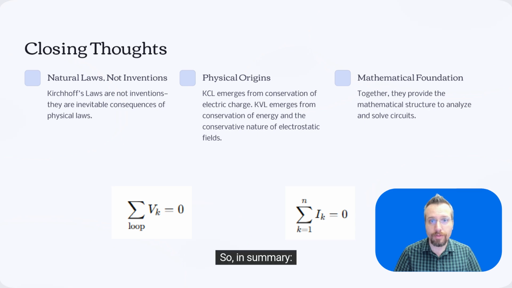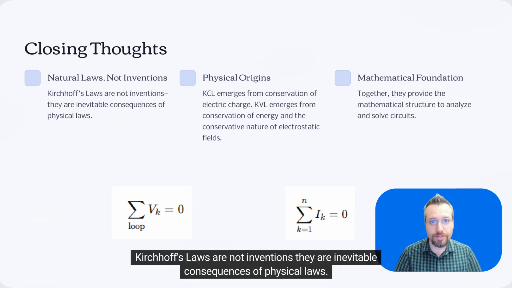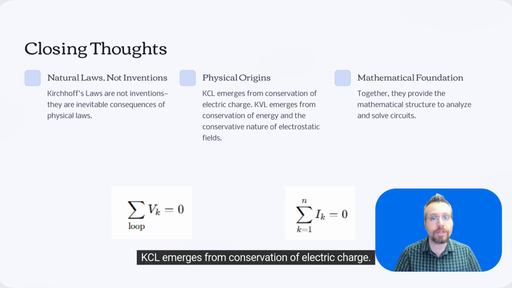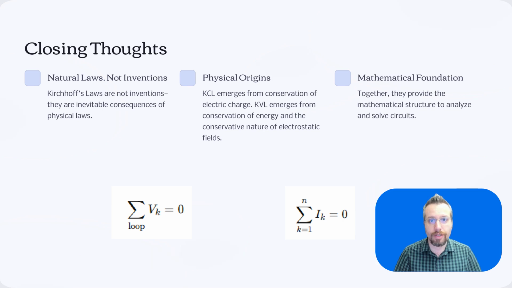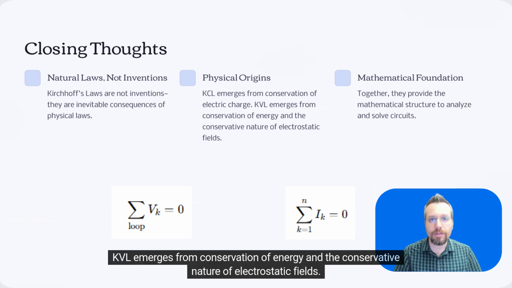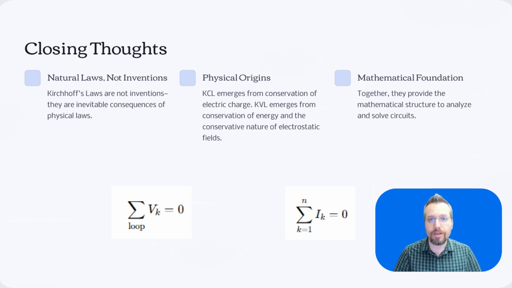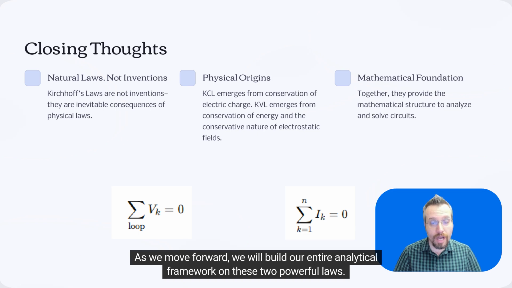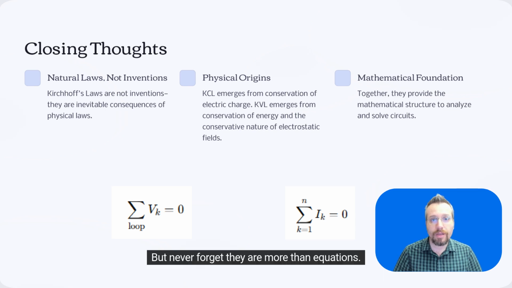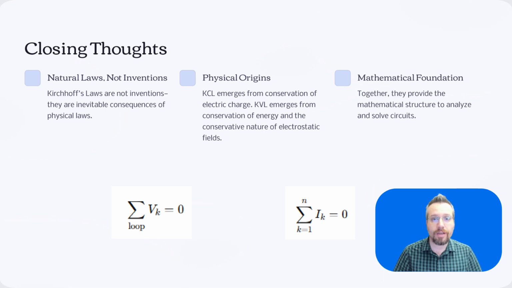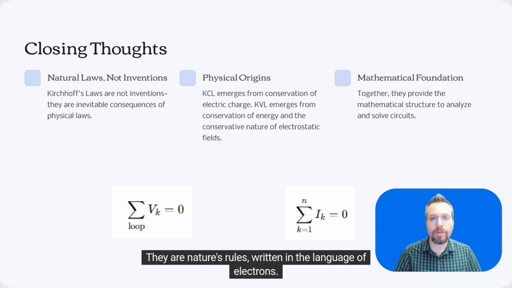So in summary, Kirchhoff's laws are not inventions, they are inevitable consequences of physical laws. KCL emerges from conservation of electric charge. KVL emerges from conservation of energy and the conservative nature of electrostatic fields. Together, they provide the mathematical structure to analyze and solve circuits. As we move forward, we will build our entire analytical framework on these two powerful laws. But never forget they are more than equations. They are nature's rules written in the language of electrons.